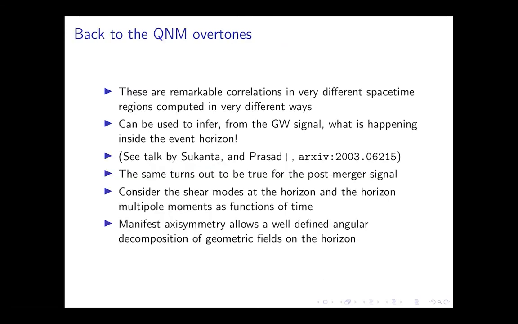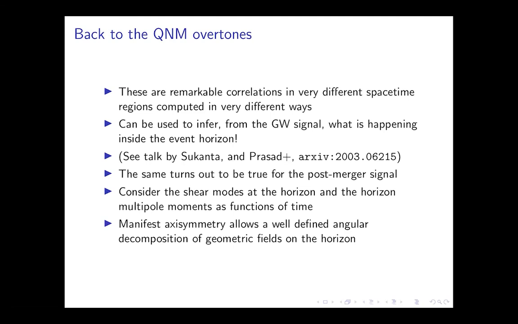Now the important point, again, this was emphasized by Sukanta in his talk yesterday, is that there are interesting correlations between what's happening on the horizon and what is happening at infinity for the observed waveform. This means that if these correlations are there, then based on what you see in the gravitational wave signal, you can infer what is happening at the horizon itself. Sukanta gave this example with the spiral in his talk. Now the same is in fact true for the final black hole as well.